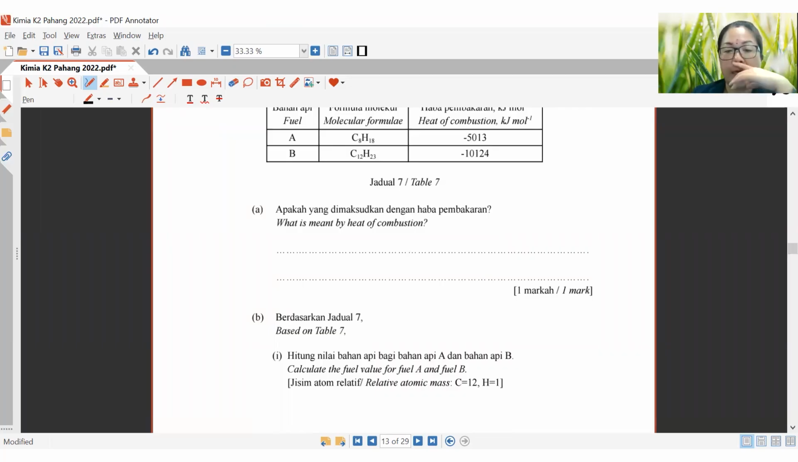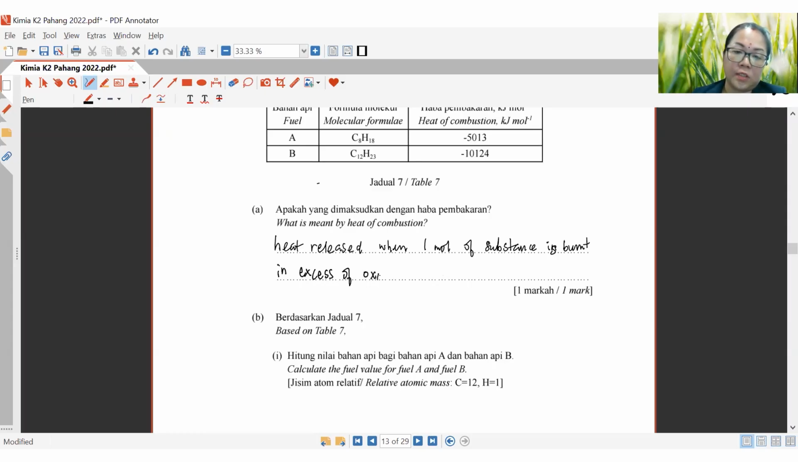So A, what is meant by heat of combustion? Heat of combustion is normally the heat released when 1 mole of substance is completely burnt in excess oxygen gas. It has to be excess oxygen gas. So: heat released when 1 mole of substance is burnt in excess of oxygen gas.